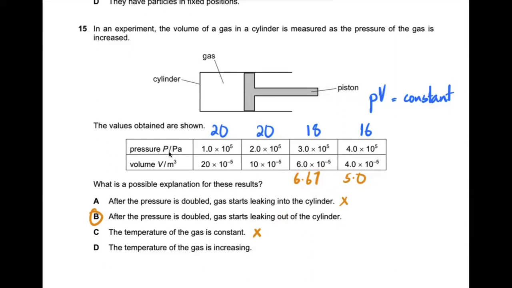All right. Why is D wrong? D is wrong because if the temperature of the gas is increasing, it should have occupied more volume, not less. So that's why the answer here is B. Does this make sense? If the temperature increased for D, then because when temperature increases, volume increases, it should have been more. This is a pretty tricky question.